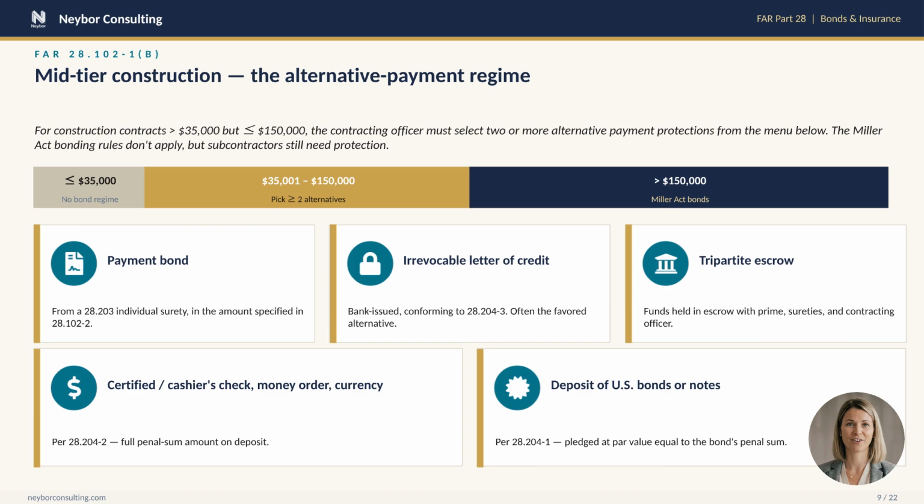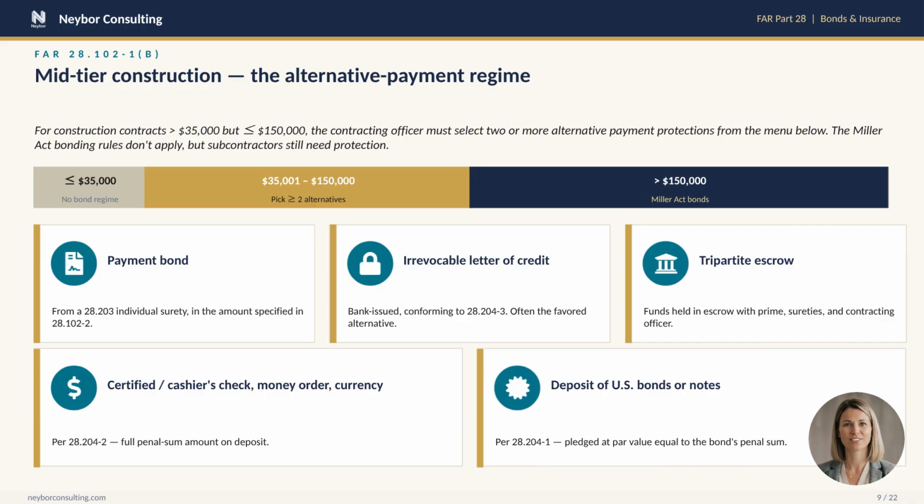The 5 options are on the slide: a payment bond from an individual surety, an irrevocable letter of credit, a tripartite escrow, deposits of certified or cashier's checks, money orders or currency, or U.S. Treasury bonds and notes.